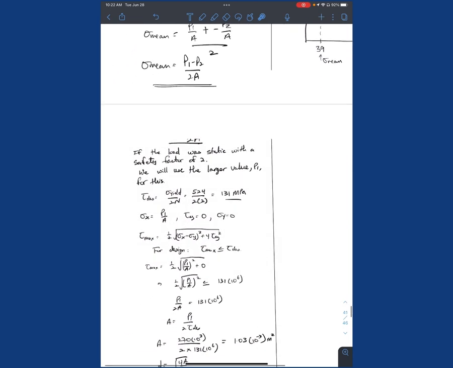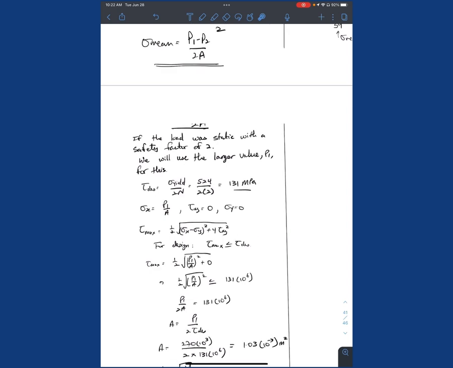The next question asks, what if we were to forget this whole fatigue thing and we say, okay, well, let us use the larger value P1. Let's use a factor of safety of 2 and see how it compares. It should be safe or it might be safer, but let's just see.